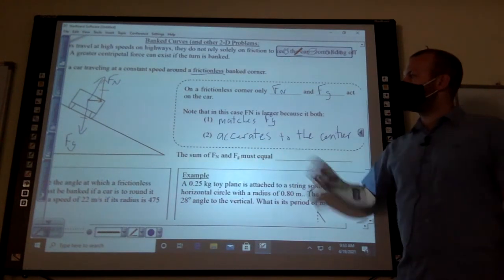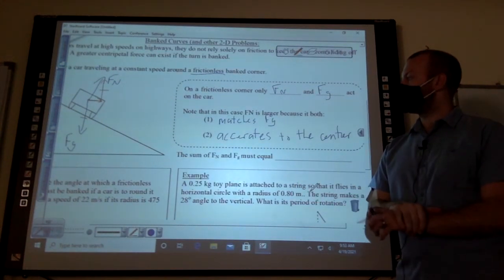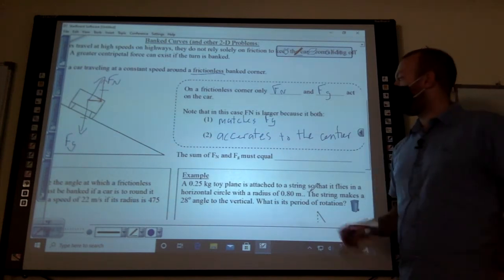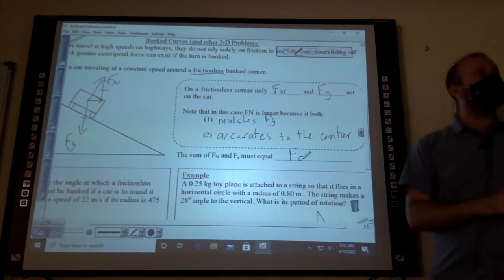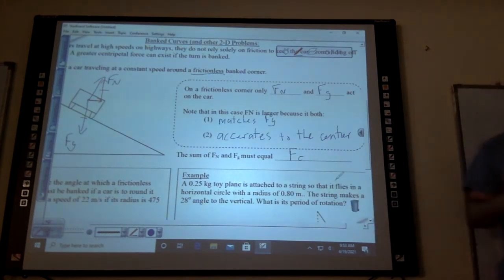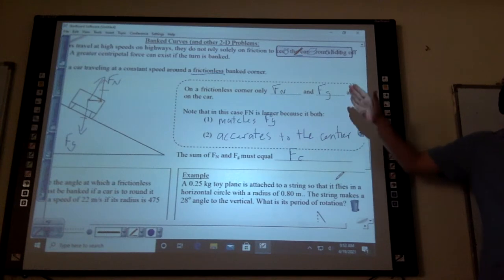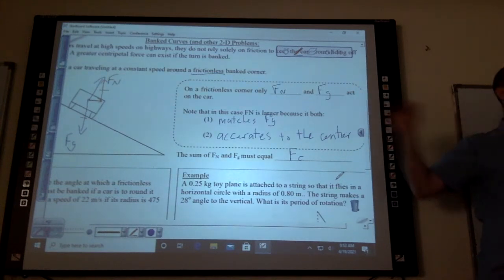So if I add these two things together, the normal force and the Fg, this is going to be our force centripetal. Because again, force centripetal is the net force. Net force is adding all the forces together. So in order to solve this, I'm not breaking this up into perpendicular and parallel. I keep it as xy.